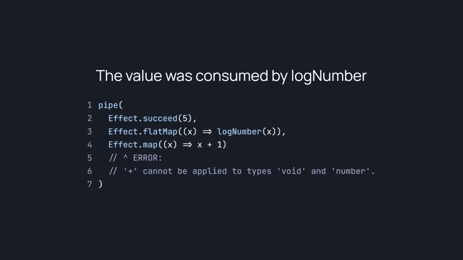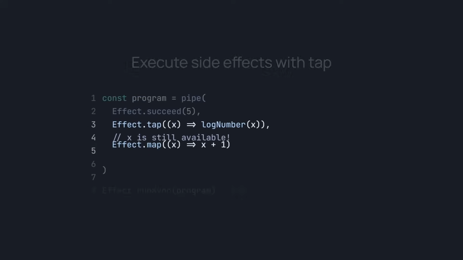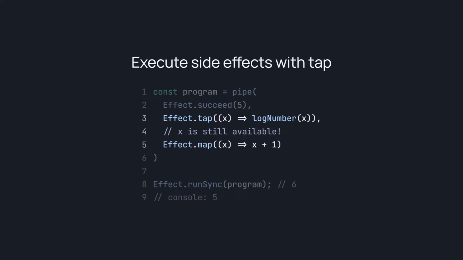What if we want to cause some side effect but still have access to the original value after? We can do this with the tap function. Tap is just like flatMap, but the result of the function passed to it is ignored, and the original value is still available for the next function. This is useful for executing side effects without altering the result of an effect.